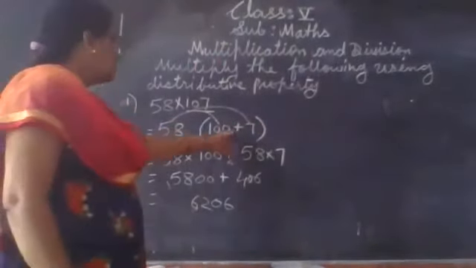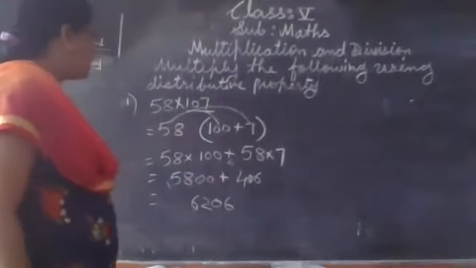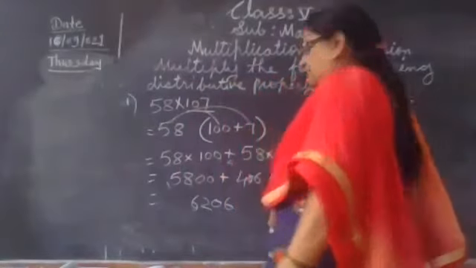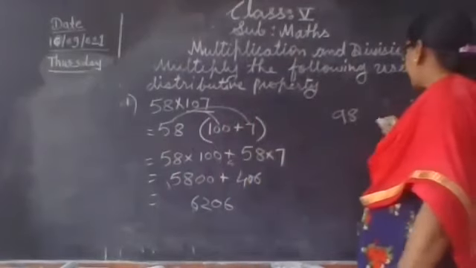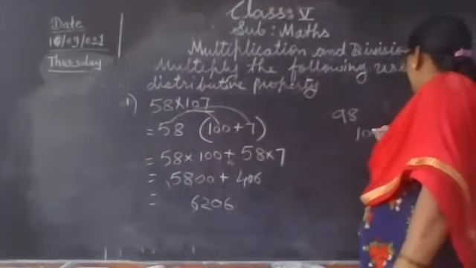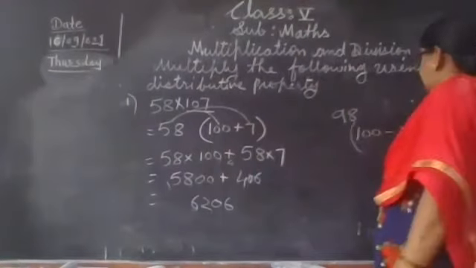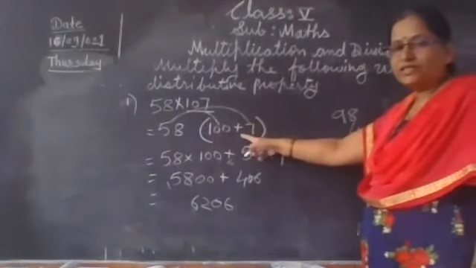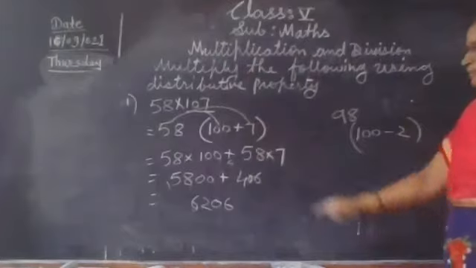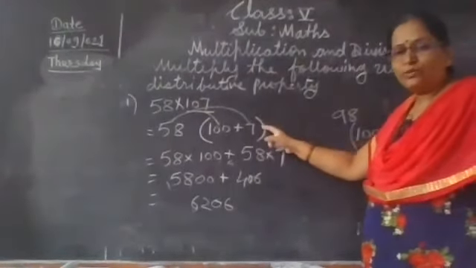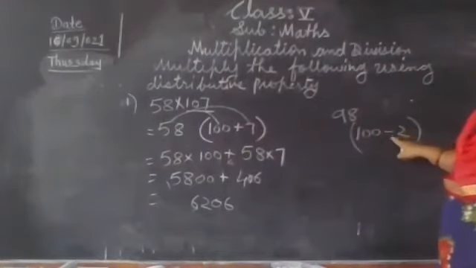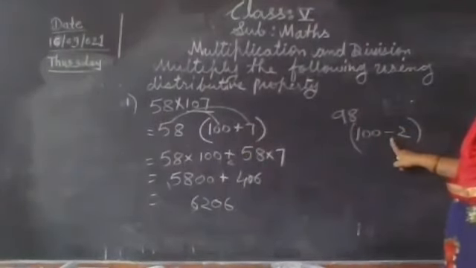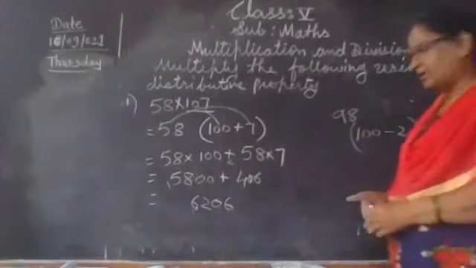So here, if instead of 107, there is 98. So how will you write 98? 100 minus 2. See, instead of this plus, here we will write minus. So it is what, beta? Distributive property of multiplication over addition. Distributive property of multiplication over subtraction. Okay.